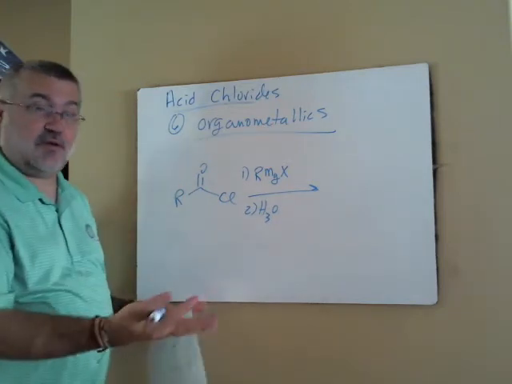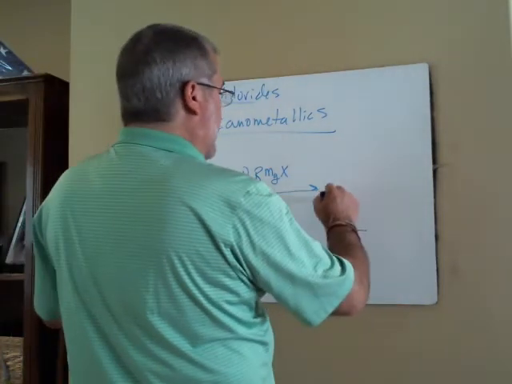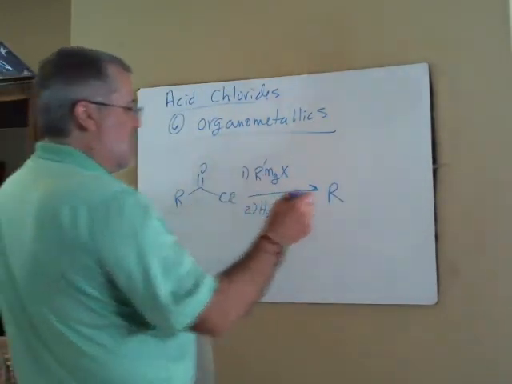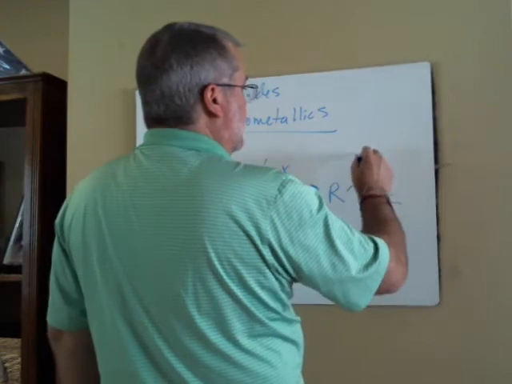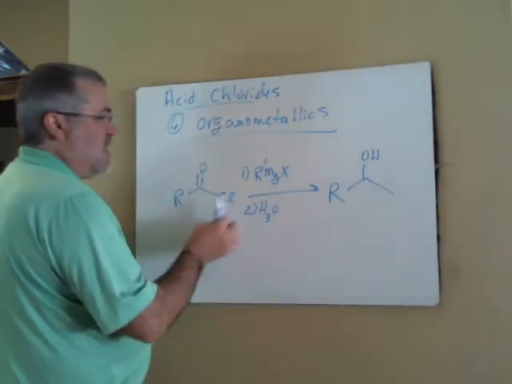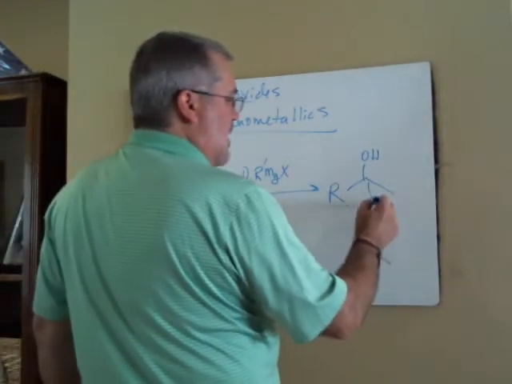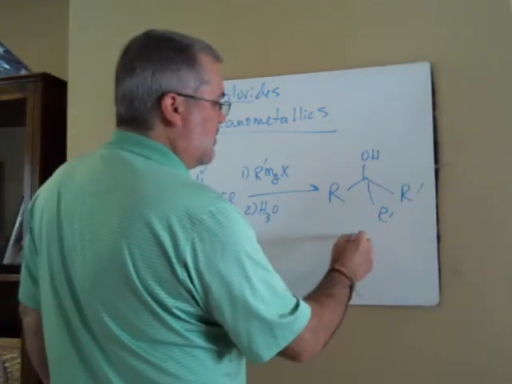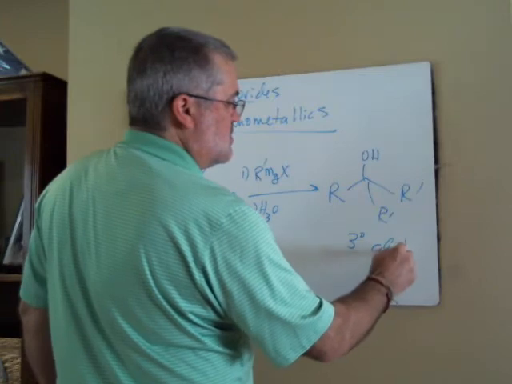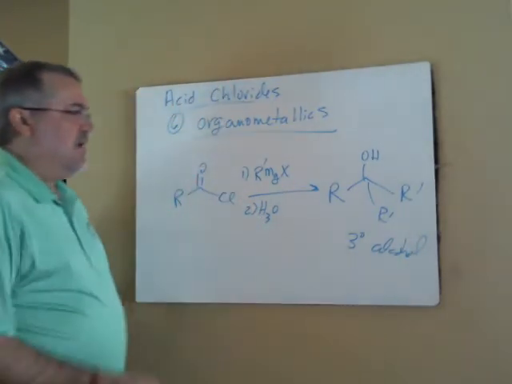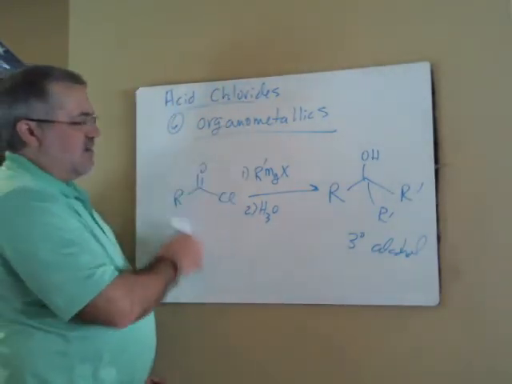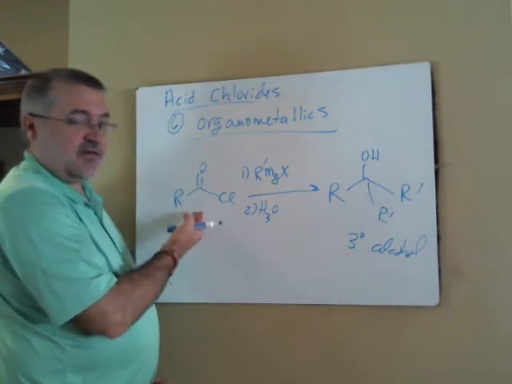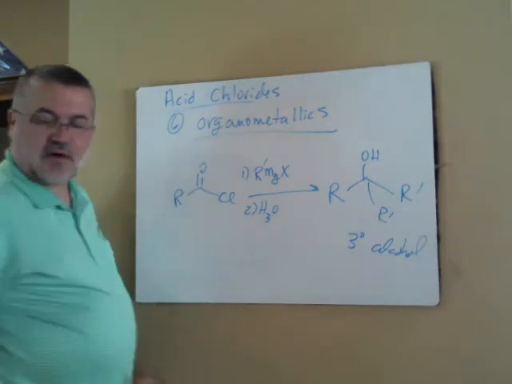I'm just showing it to you again, because basically what happens, and I'm going to put a prime on my R group in the Grignard. Remember what happens when you have an acid chloride and a Grignard, you add 2 equivalents of the Grignard, so you end up always with a tertiary alcohol. Grignards reacting with just about any carboxylic acid derivative are going to give a tertiary alcohol.